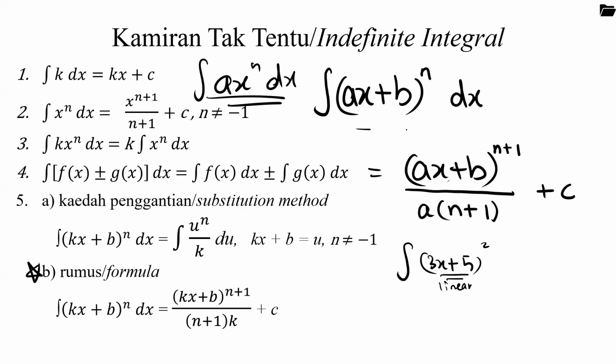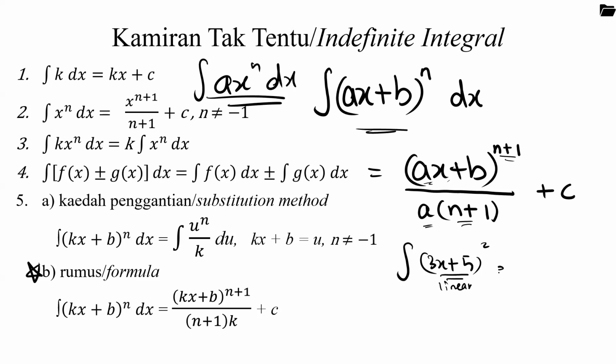Only these two. You can only do these two. This one: bring the power, increase the power by 1, divided by the new power, plus c. This one: increase the power by 1, divided by the new power, divide also by the coefficient of your x. Only this extra, and then plus c.